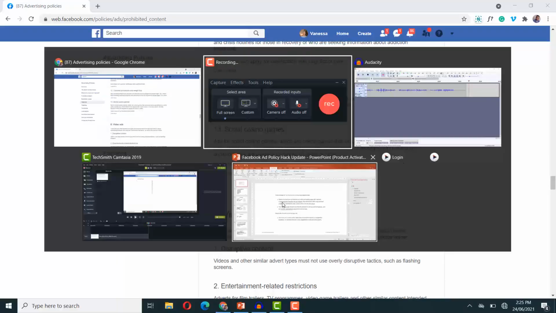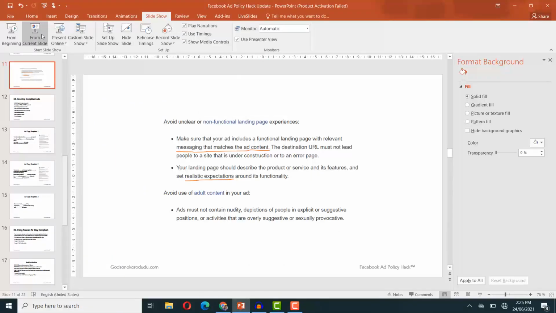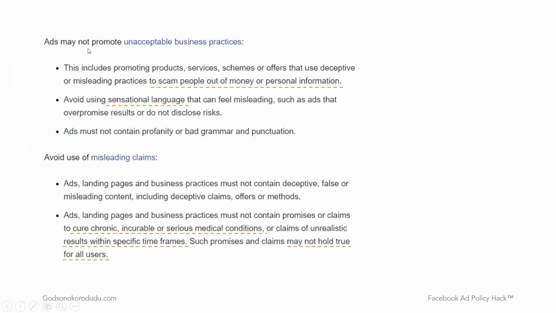Okay, so these are some common ones. I just want to read them out to you. Ads may not promote unacceptable business practices, and it includes promoting products, services, or schemes or offers that use deceptive or misleading practices to scam people out of money or personal information.